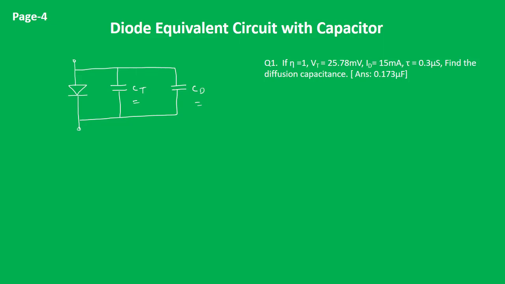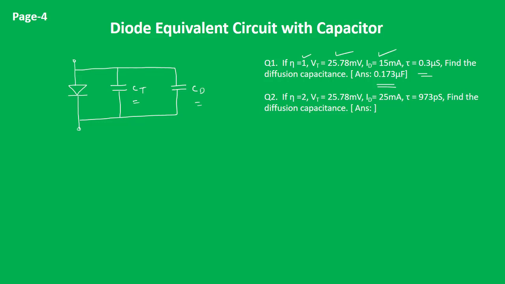So you can solve this numerical. If eta is given as 1, Vt is given at room temperature, the Id value is given and the tau value is also given, then you can find the diffusion capacitance. Here I have already solved it and given the answer. So this is for your practice.